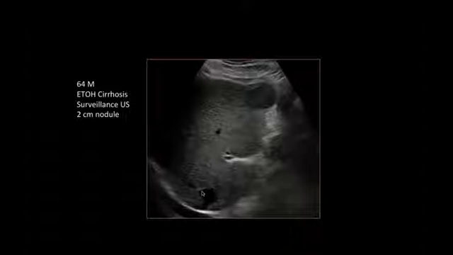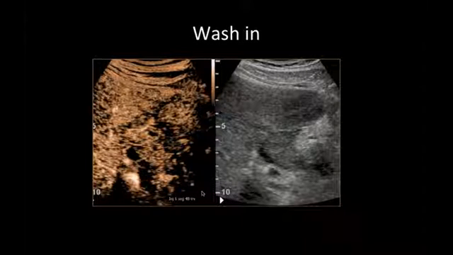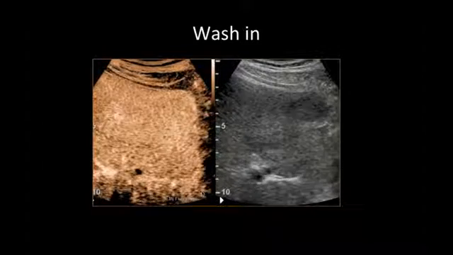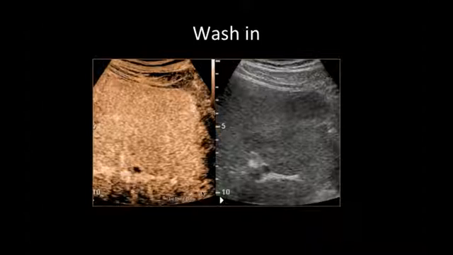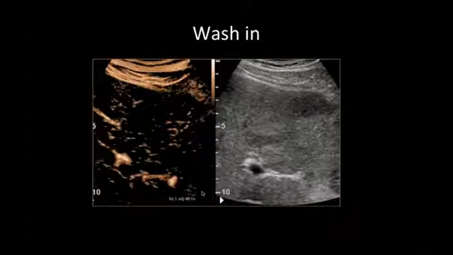Now then we look again with our sweeps in the portal venous and late phase, and we can see on these images as well, although there is some decline which is related to bubble destruction, that we do not have any variation. So this is an isovascular nodule measuring 2 centimeters, and so this nodule is an LR3 lesion.